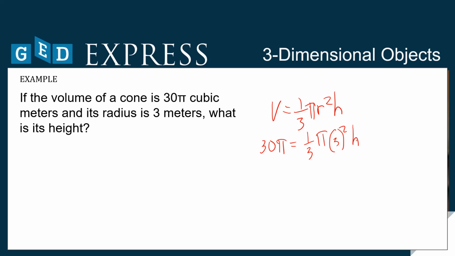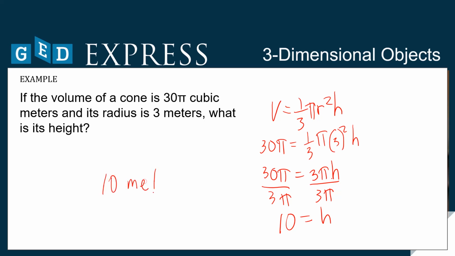Simplifying, we have 30 pi is equal to 3 pi h. Now, undoing the multiplication, we can divide both sides by 3 pi. So the height is equal to 10. So the height is 10 meters.